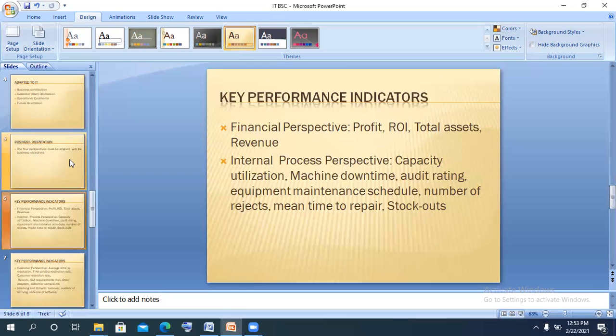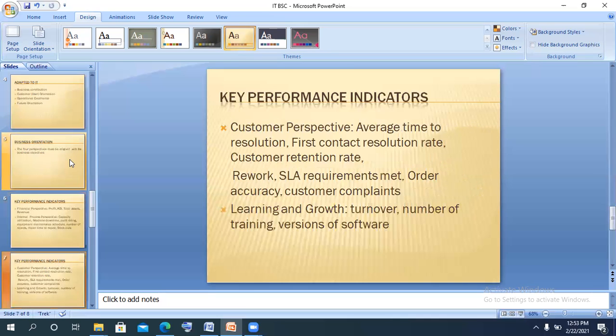Number of rejects in production, mean time to repair: when the system is down, how long does it take IT to bring it up again? Stockouts: you have workers ready to work, but there are no raw materials, no inventory. All these are pointers to whether the business is doing well from the internal process perspective or not. Then we have the customer perspective, which gives us indicators on whether customers are happy.